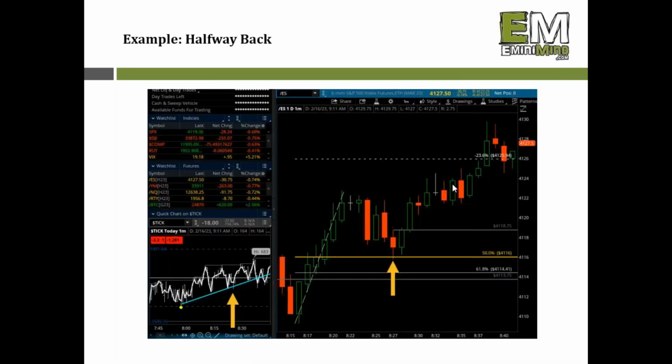Here's another example of a halfway back to the long side. You draw up your 50% retracement, it pulls back, touches the 50%, and then you're getting long above the high of the low bar. 3-point stop goes out, 6-point target, and just trail it as you're working your way to the target.